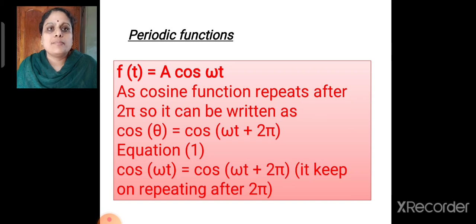Now let us see what periodic functions are. A function of the form f(t) = a cos omega t can be called a periodic function. It is because the cosine function repeats after 2 pi radians. So it can be written as cos omega t equals cos (omega t + 2 pi), because the cos function gets repeated after an interval of 2 pi radians.